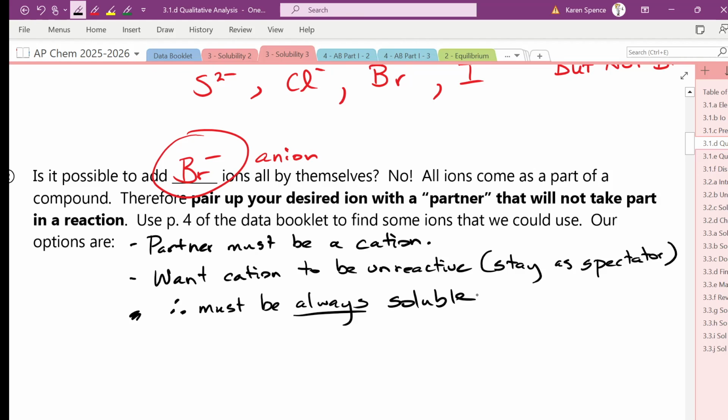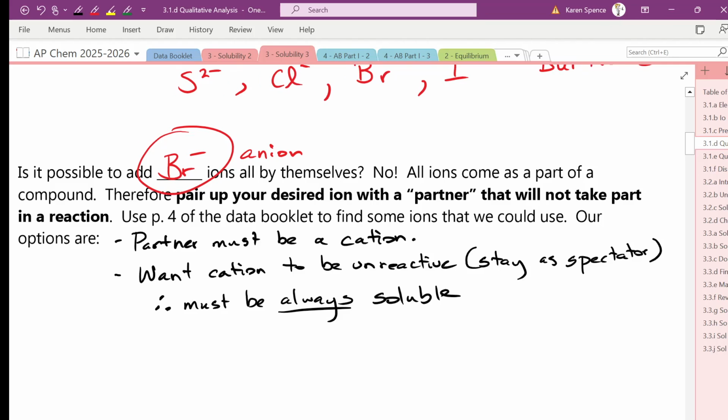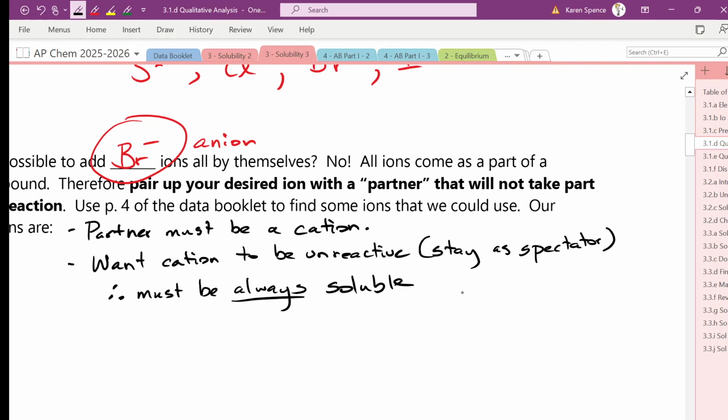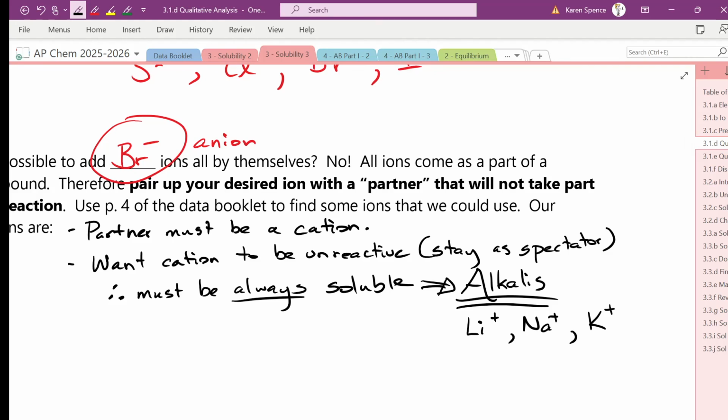So who are always soluble cations? Alkalis. Okay, who are the alkalis? Lithium, sodium, potassium, and we're going to stop there because all the others are just way too uncommon. If you had to pick one of these as something that you could probably find lying around in any chemistry storeroom, which one do you think is the most common to be paired up with things? Sodium. Sodium is our most common.